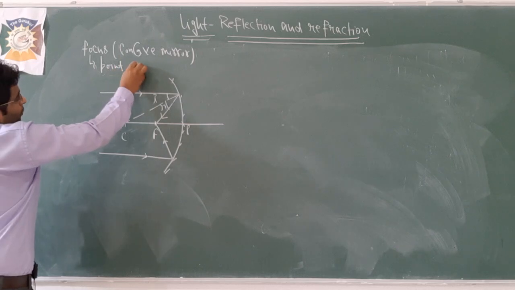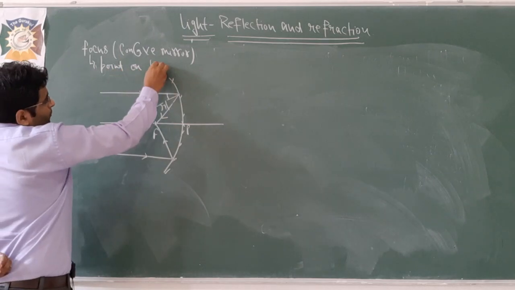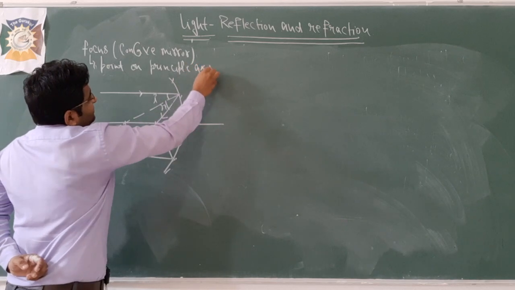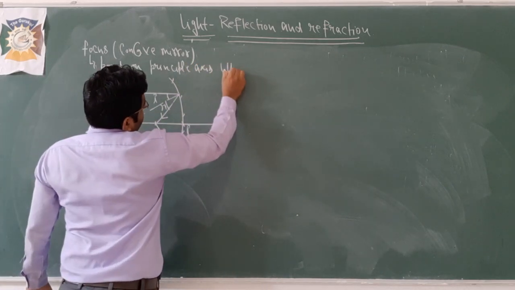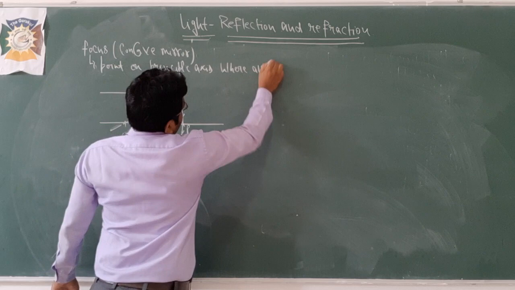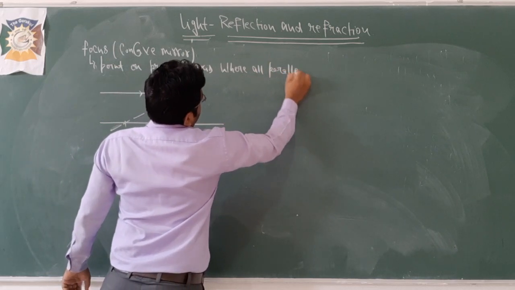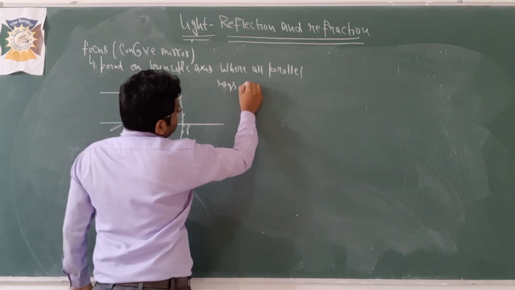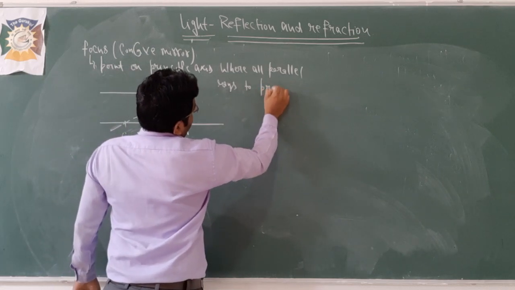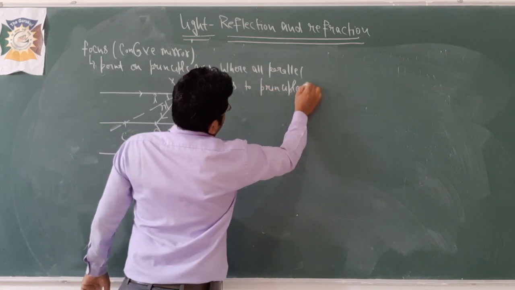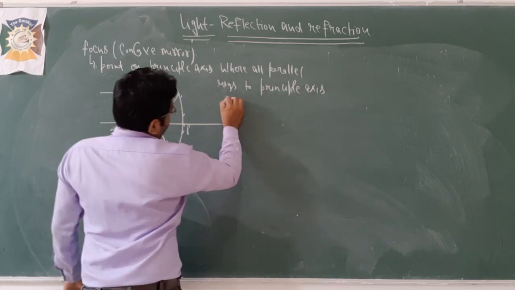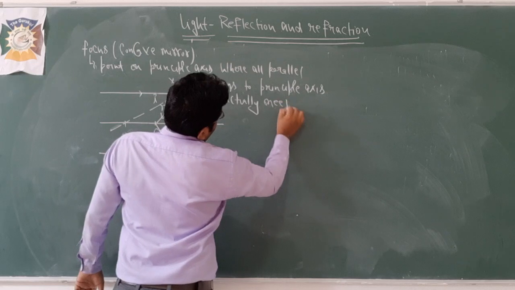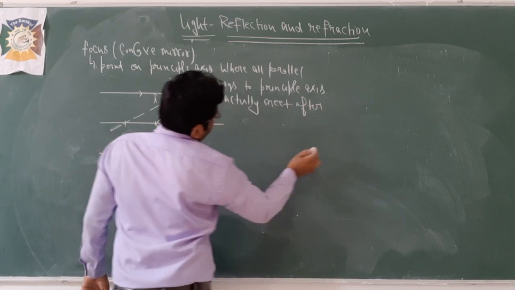Point on the principal axis where all rays parallel to the principal axis actually meet after reflection.